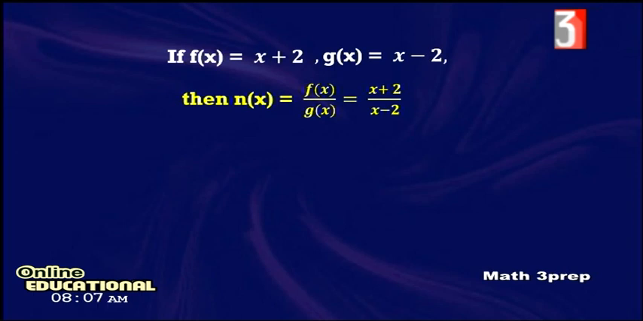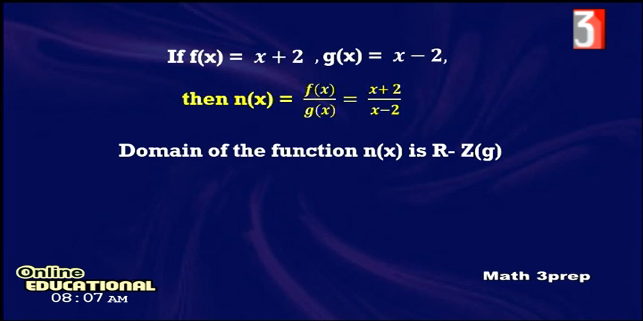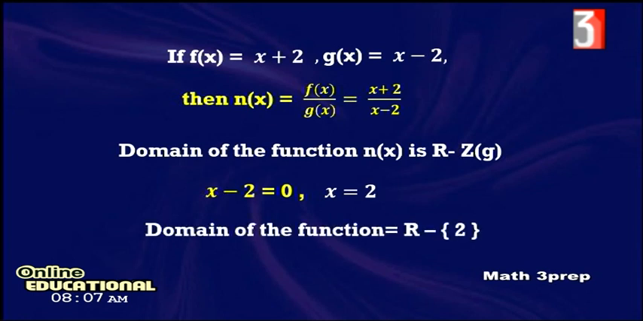And when you divide 2 plus 2, which is 4, by 0, it will give a math error. So we cannot divide any number by 0. So in this case, the domain of this function will be R minus the set of zeros of the denominator, which is the set of zeros of the function g. So take x minus 2 and equalize it by 0, so x equals 2. In this case, we can say that the domain of the function will be R except 2, or R minus {2}.